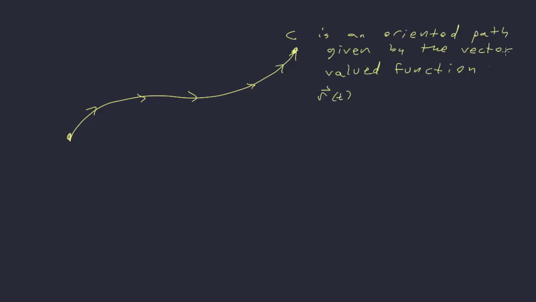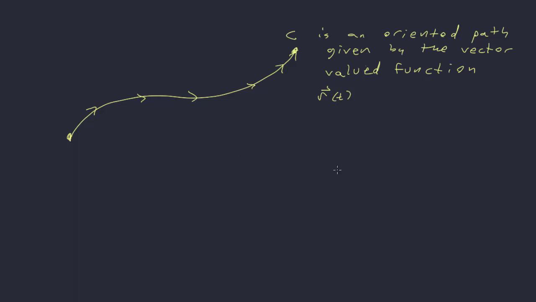All right, so let's let this be our path C. It's oriented in this way, and it has a parameterization given by a vector valued function. So C is an oriented path, right, given by the vector valued function r of t.